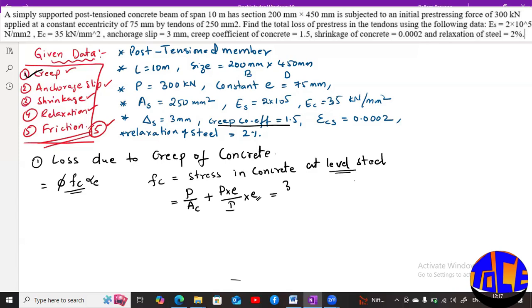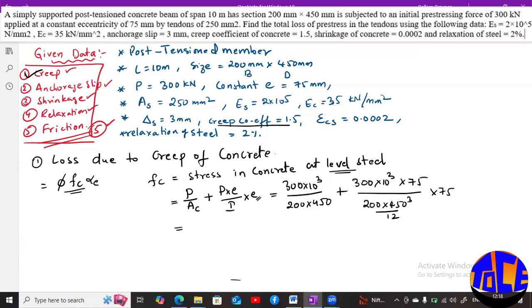P is 300 into 10 to the power of 3. Area of concrete is 200 into 450, plus 300 into 10 to the power of 3 into e, the value is 75. And the moment of inertia for a rectangular section is bd cubed by 12, we know that. So b is 200, depth is 450 cubed by 12, into 75. Now calculate this value. You will get the stress in concrete as around 4.4 Newton per mm square. Okay, so we got the fc value.